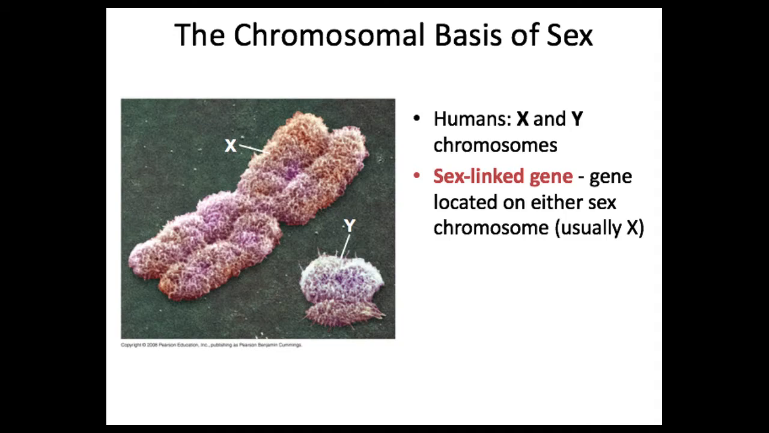In humans and some other animals, there is a chromosomal basis of sex determination. The sex chromosomes have genes for many characters unrelated to sex. A gene located on either sex chromosome is what we call a sex-linked gene. In humans, sex-linked usually refers to a gene on the larger X chromosome.